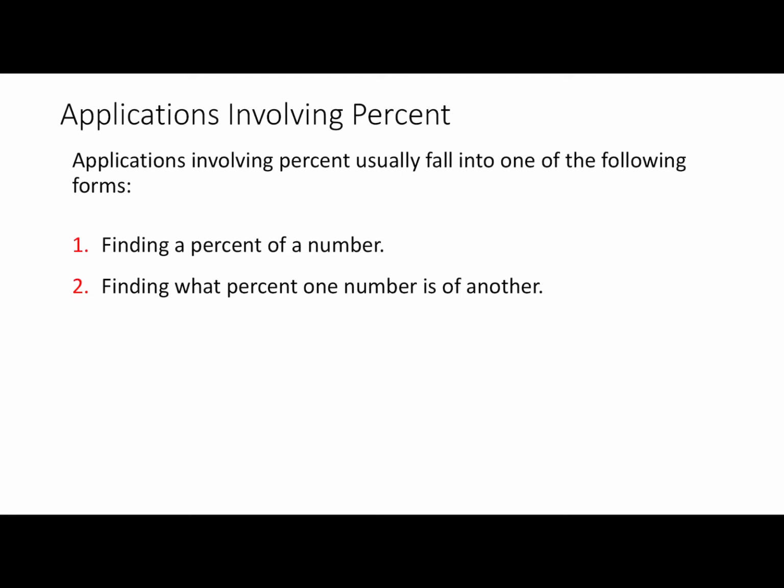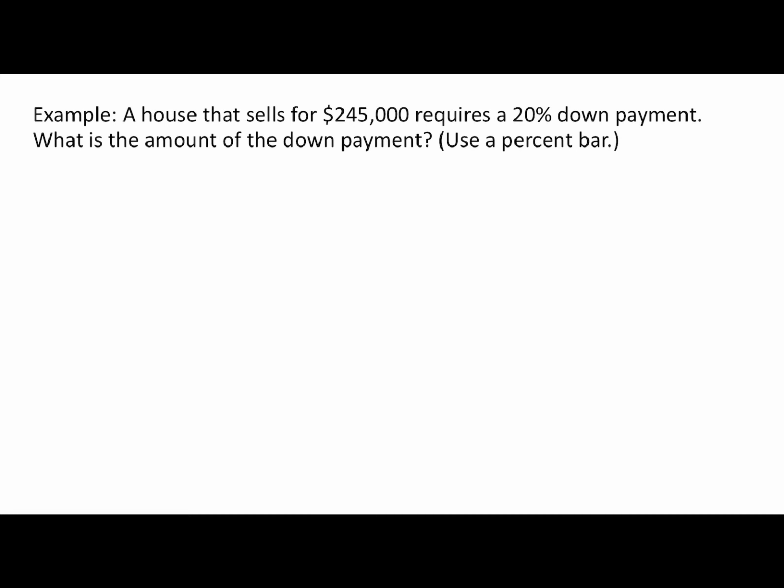So maybe you found some shoes on sale for $25 and they're normally $38. What percent is 25 of 38? And finding a number when a percent of that number is known. So again, with the shoe example, maybe you got your shoes on sale for $25 and you know that it was 20% off. What was the original price of the shoes? Okay, so we're going to look at a bunch of examples.